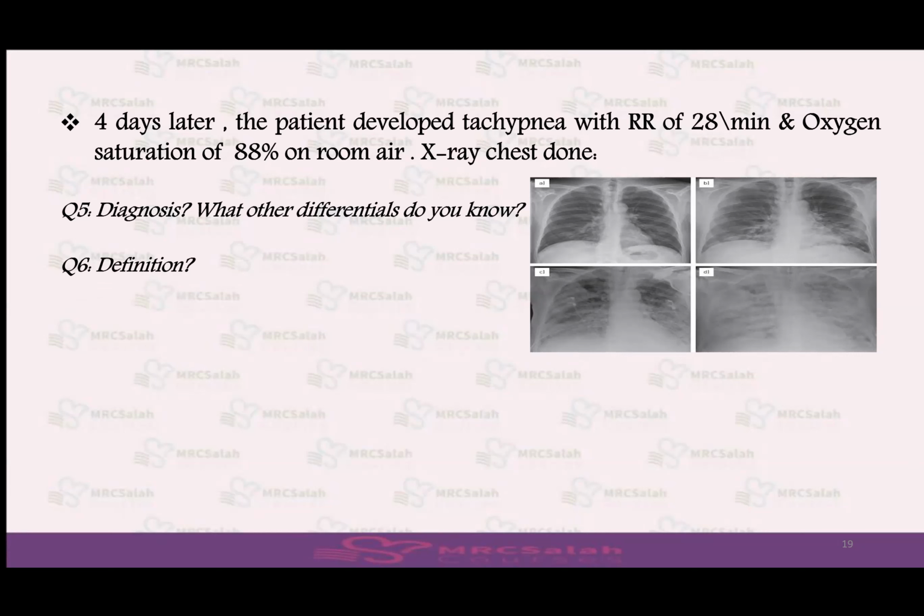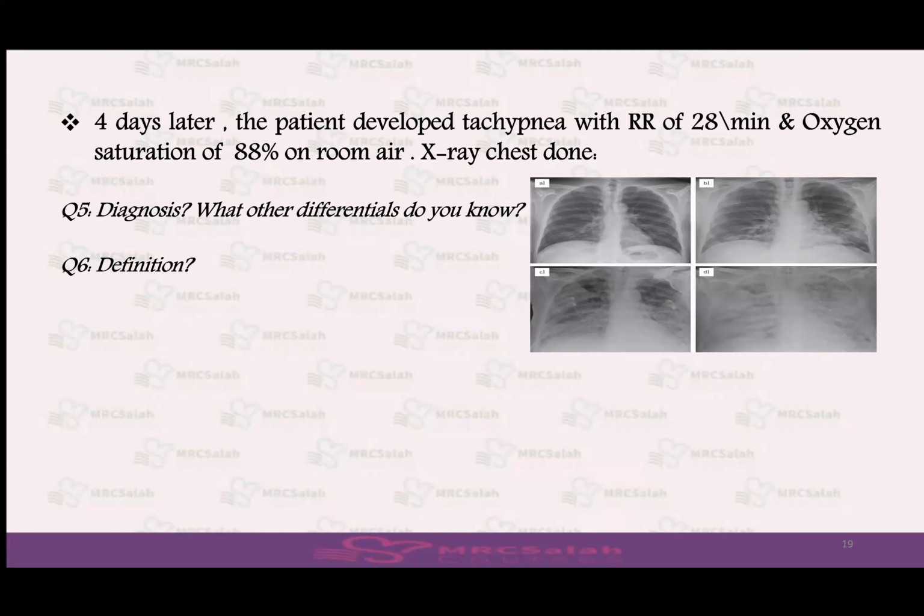Dr. Isra, what is the definition of ARDS? It's an acute diffuse form of lung injury. Should I mention the characteristics? For sure, we need the full definition. Yes, okay. It's characterized by refractory hypoxemia, and the pulmonary wedge pressure is normal or less than 18.